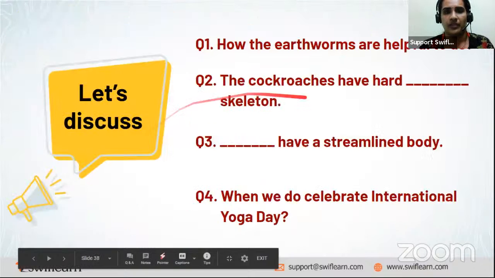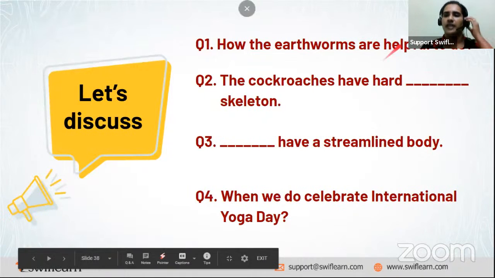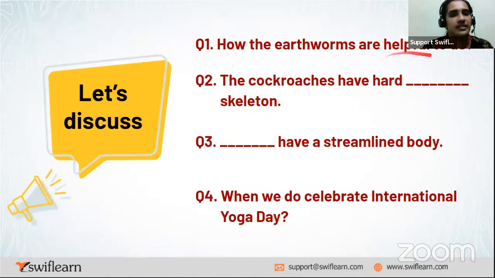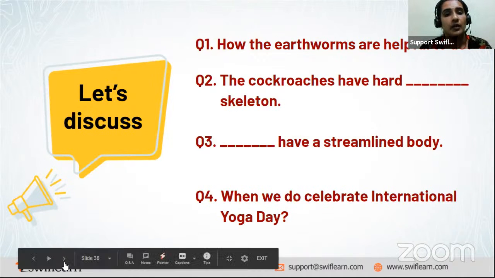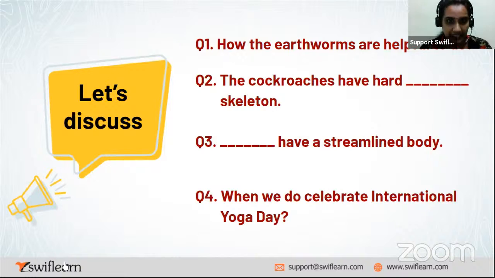Now, how are earthworms helpful to us? It is helpful to us mainly because it eats the soil and puts the waste out. Undigested parts come out and make the soil more fertile for the plants to grow. The soil becomes more productive.